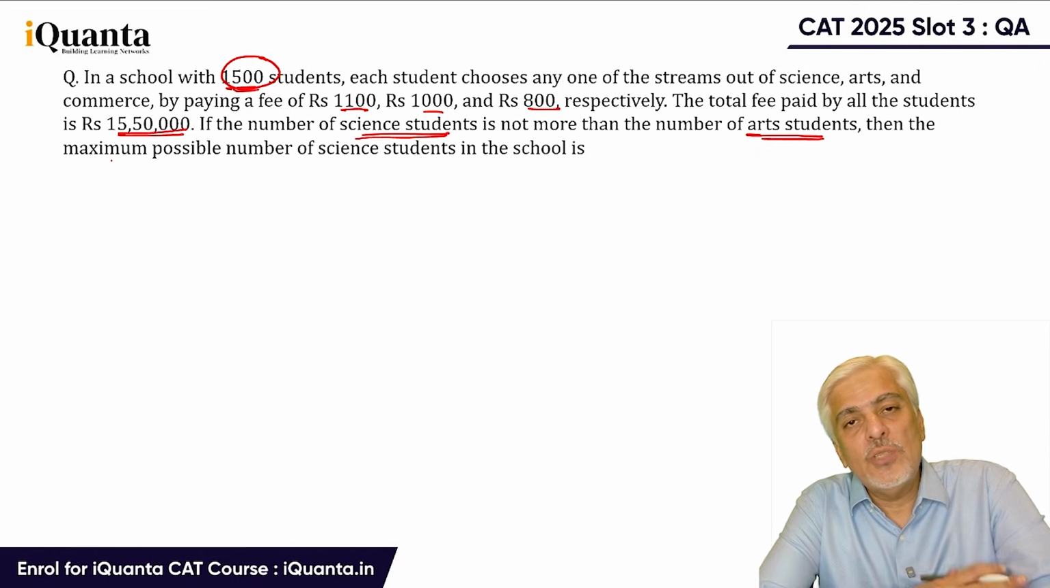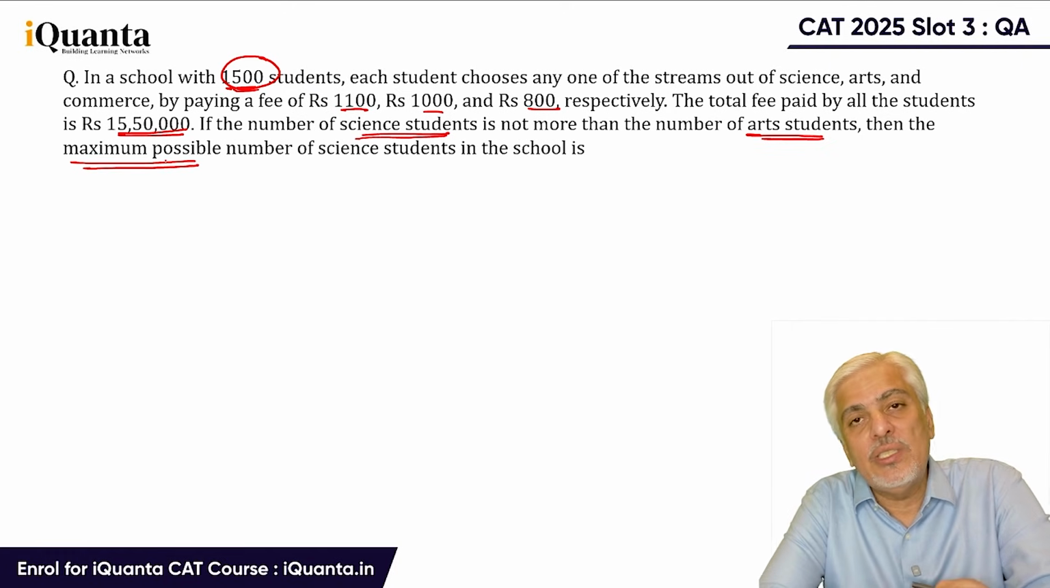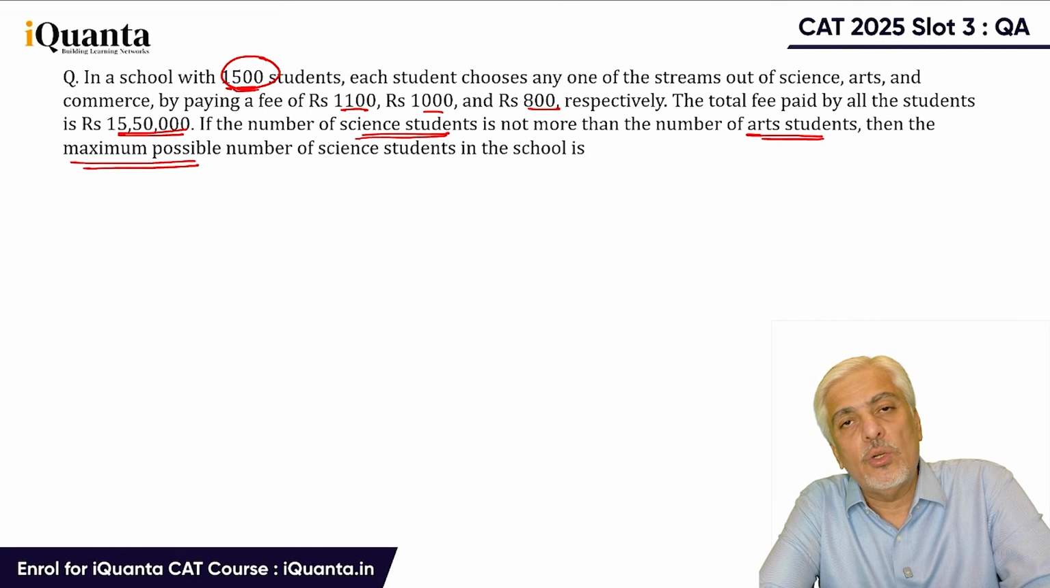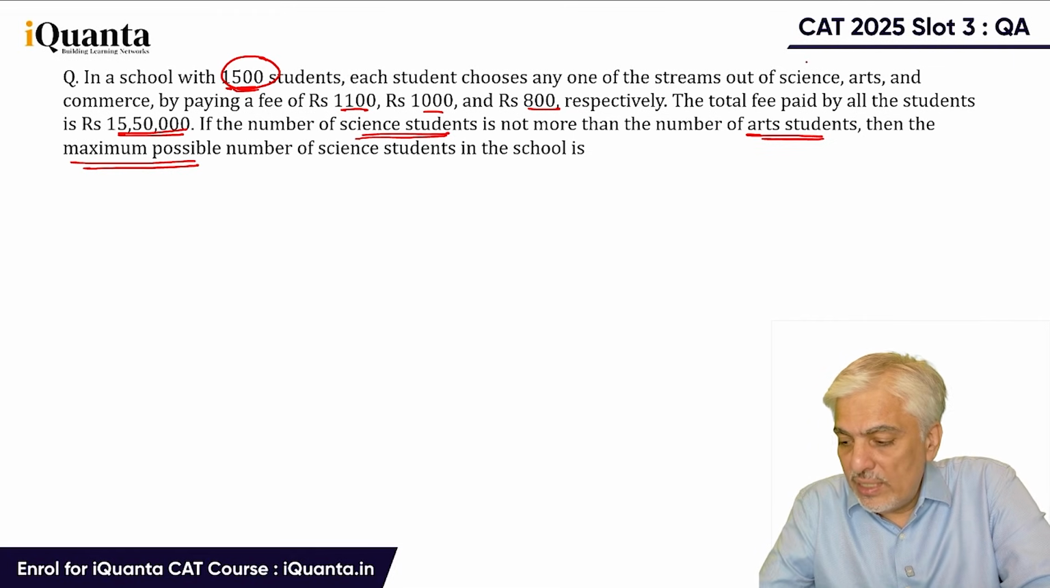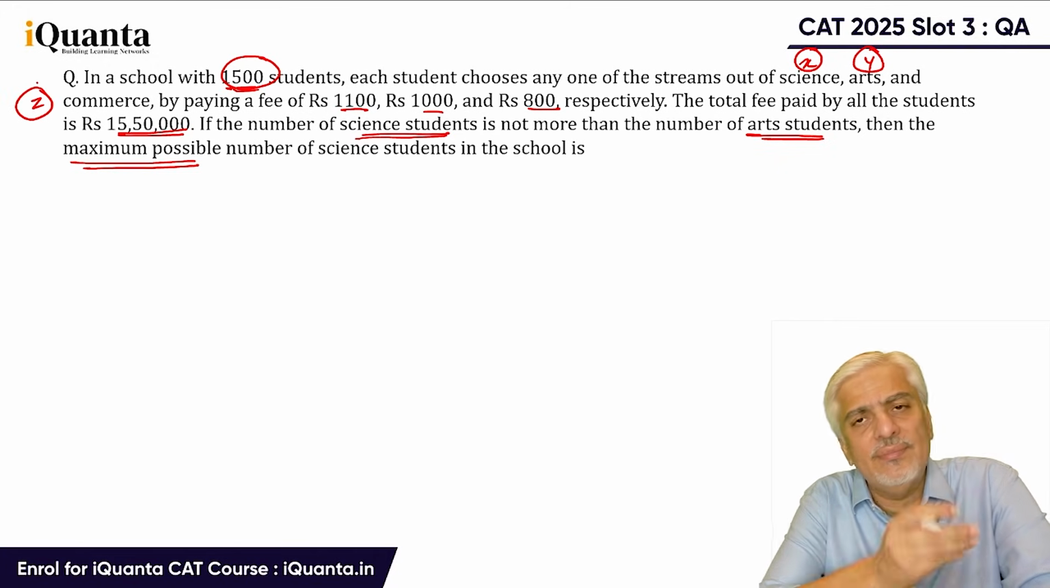So first thing, should you be looking to do such a question in the test scenario? Well, if you're not really worried too much with the word maximum over here, I don't think it was a very difficult question. I'll tell you why. Let's have a look at what it is. Let the number of science students be x, let the number of art students be y, and let the number of commerce students be z.